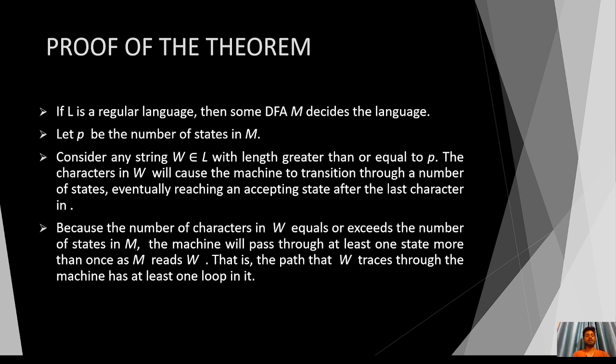Proof of the theorem. If L is a regular language, then some DFA M decides the language. Let P be the number of states in M. Consider any string W belonging to L with length greater than or equal to P. The characters in W will cause the machine to transition through a number of states, eventually reaching an accepting state after the last character. Because the number of characters in W equals or exceeds the number of states in M, the machine will pass through at least one state more than once as M reads W. That is, the path that W traces through the machine has at least one loop in it.